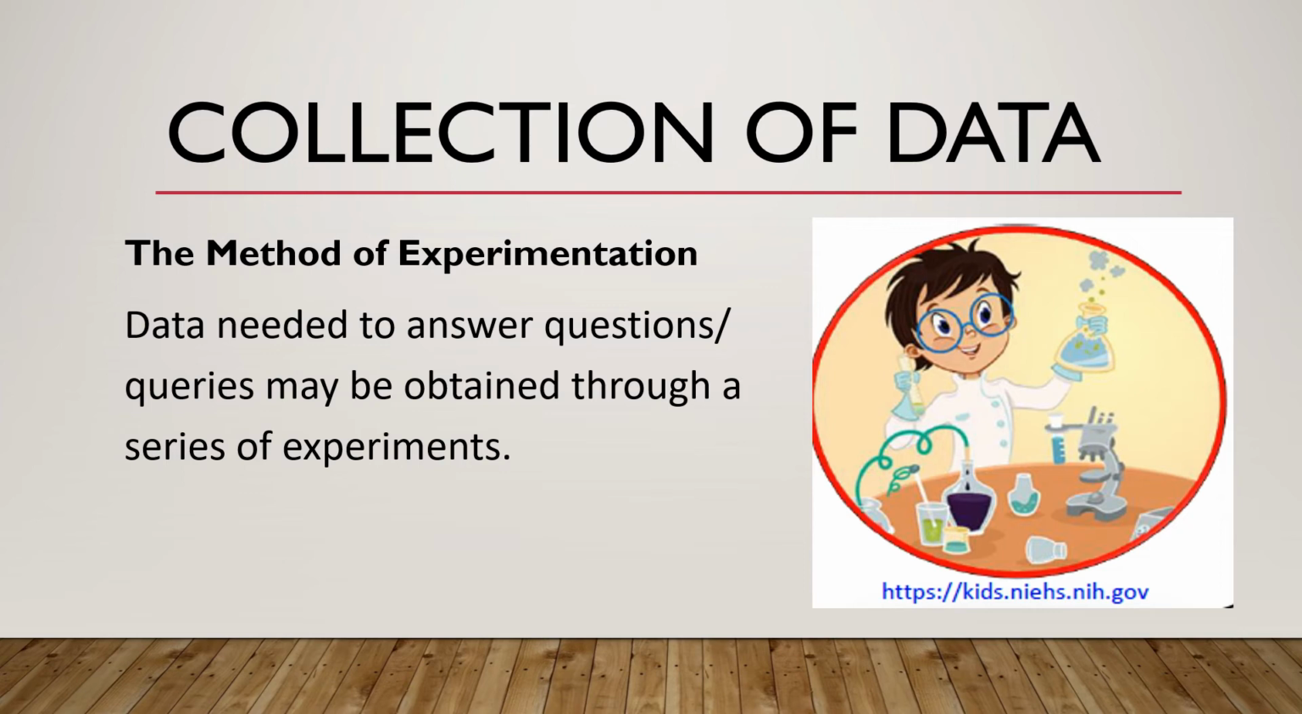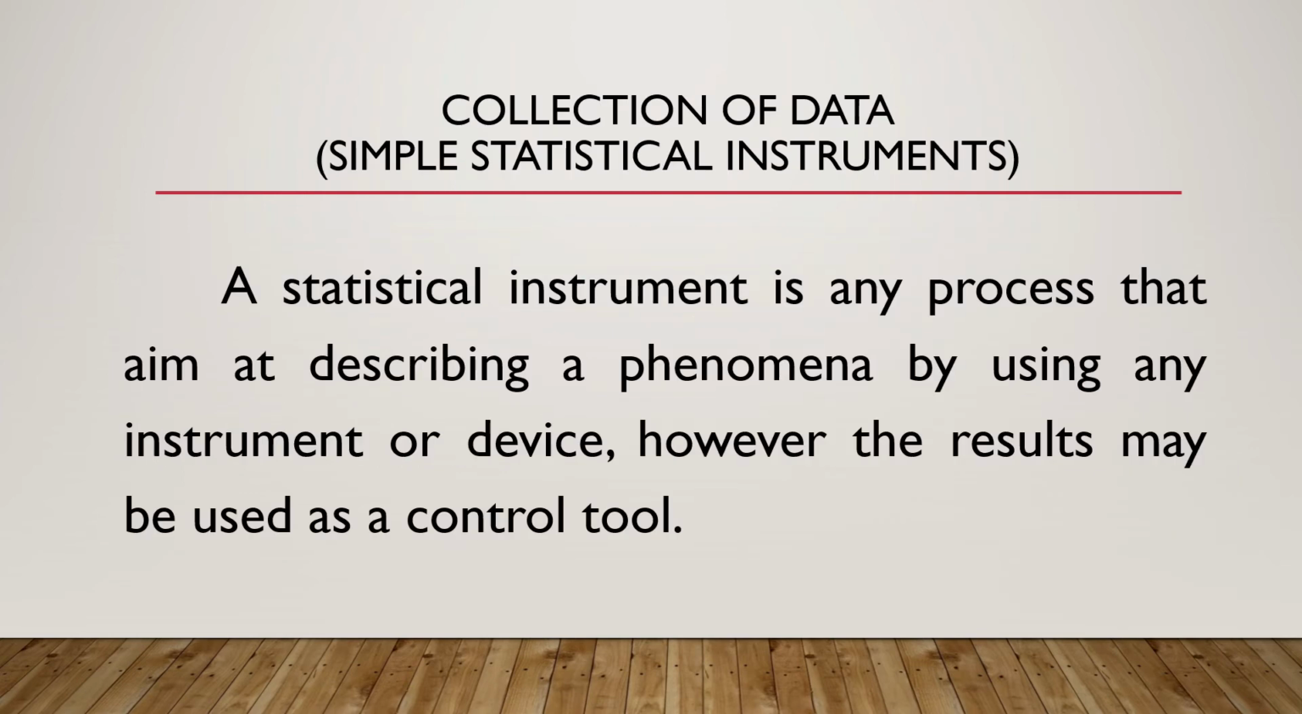Now, we will be moving on to the simple statistical instruments. So these are the instruments that we will be using if we are going to collect data. So what is a statistical instrument? A statistical instrument is any process that aims at describing a phenomena by using any instrument or device. However, the results may be used as a control tool. So what are examples of these statistical instruments? Listen carefully, dear learners.